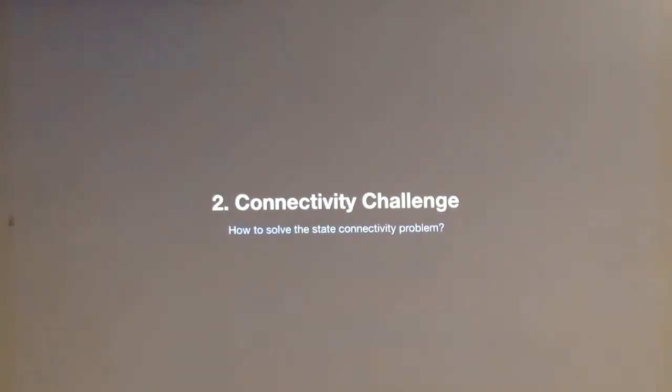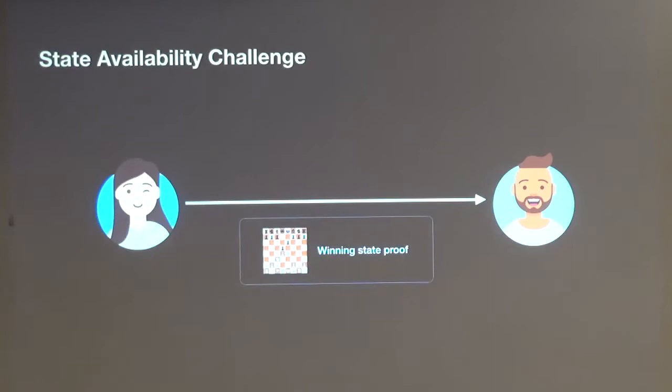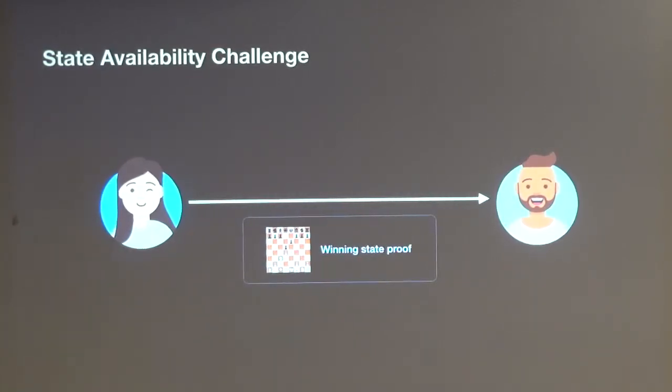That is something about the state guardian network. And the second thing is the connectivity challenge. In a state channel network, you always have this case where you're about to win. Let's say you're about to win the chess game, and you pass the winning state proof to your opponent, and your opponent just goes away. Okay, so can we just let Alice directly submit a complaint to the blockchain saying that, oh, my opponent just went away? Can we let Alice do that?